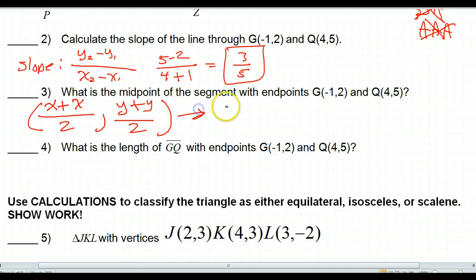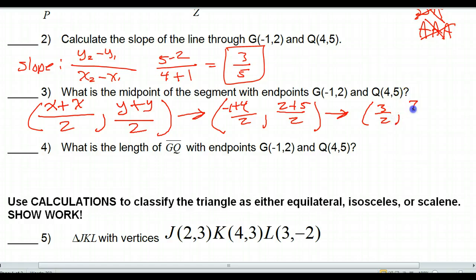So if I use that, it's going to be negative 1 plus 4 divided by 2. That's the x's. And now the y's: 2 plus 5 divided by 2. So simple. And what does that simplify down to? 3 over 2, comma, 7 over 2. That is the midpoint. Some of you guys neglect to put parentheses around your ordered pair. Those are not optional. You know that it's a point, an ordered pair, because of the parentheses. So please use parentheses. That's the answer.